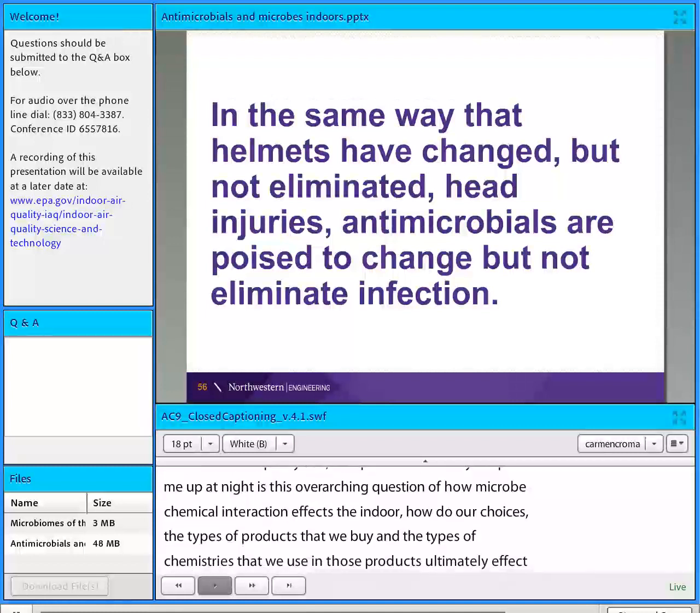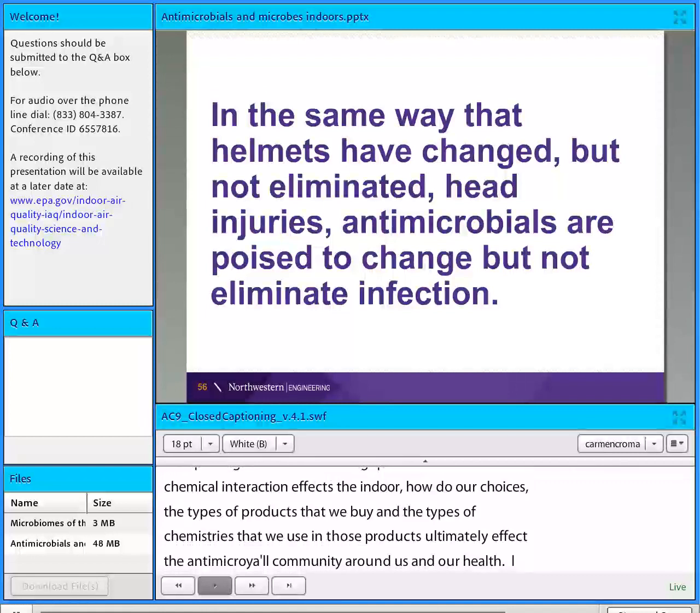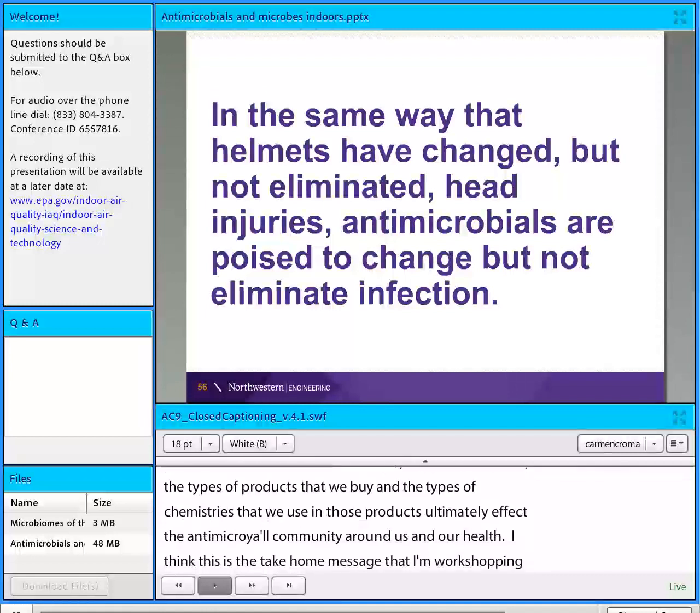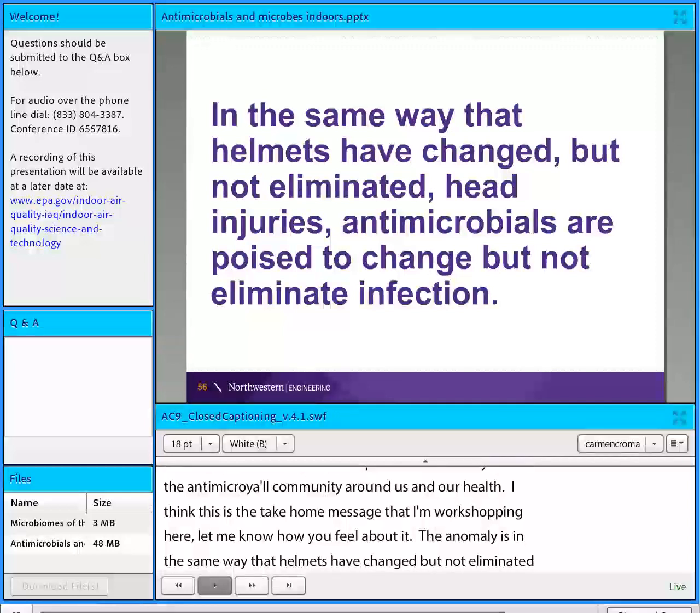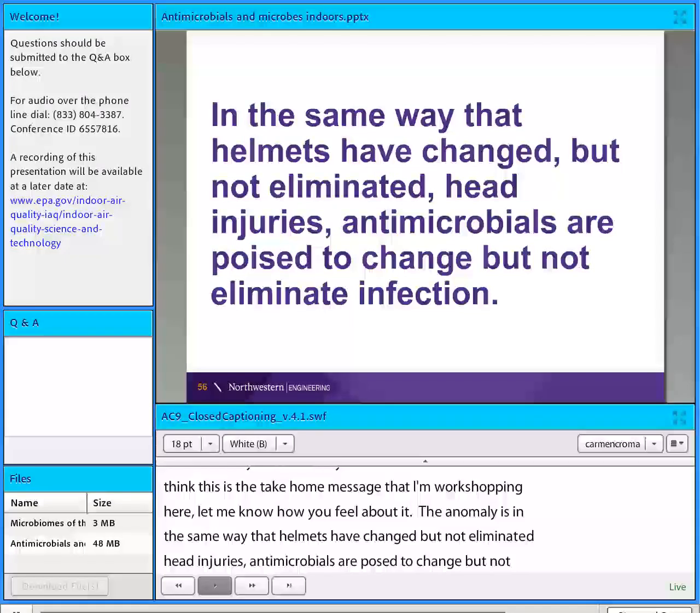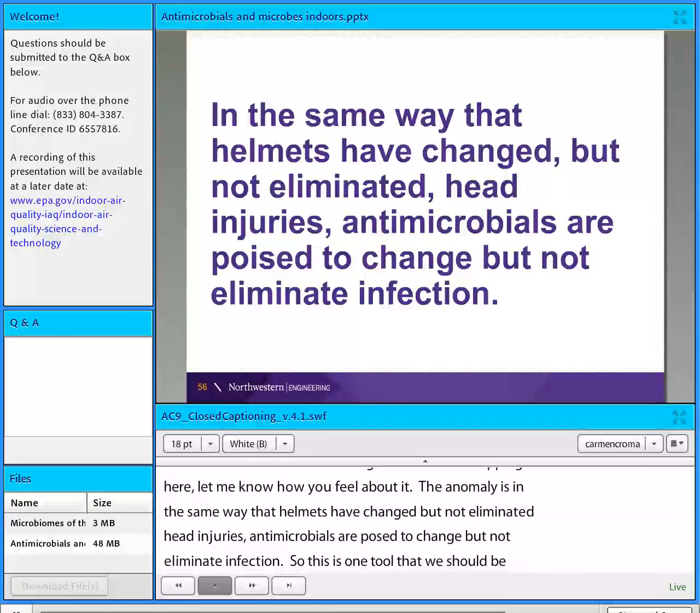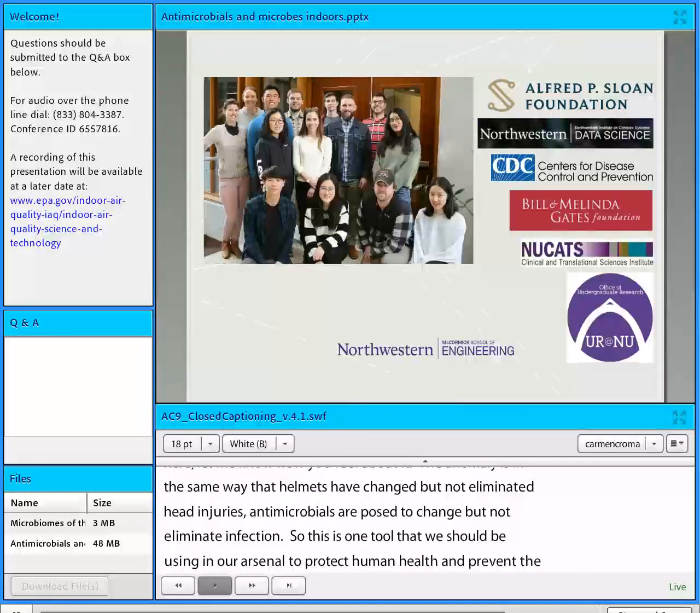And this is, I think, the take-home message that I'm workshopping here, so let me know how you feel about it. But the analogy is that in the same way that helmets have changed but not eliminated head injuries, antimicrobials are poised to change but not eliminate infection. So this is one tool that we should be using in our arsenal to protect human health and prevent the spread of infection, but we should use it carefully and not think about it as the silver bullet, as it were.